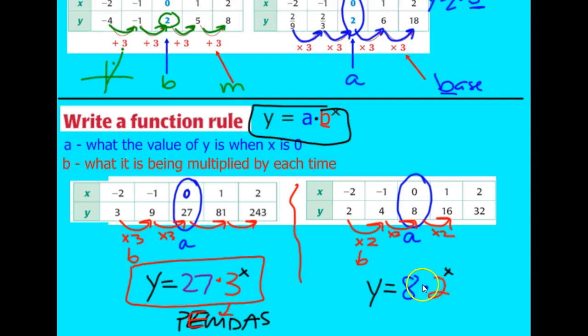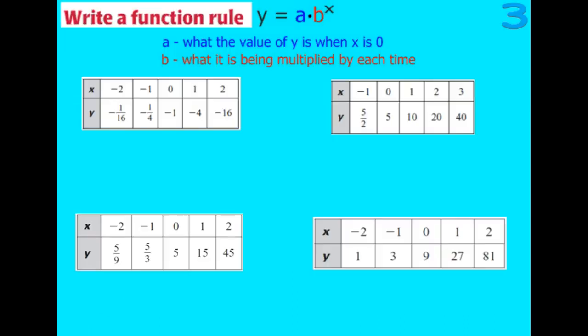So it's 2 to the power of x, and then whatever times 8. So that's our answer. This is what we call an exponential equation. We have a couple more that we're going to practice.